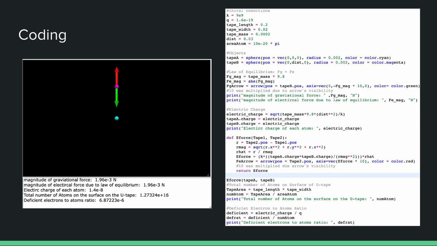This electrical force lets us estimate the amount of charge on each tape necessary to float one tape above the other. On the left-hand side of the image, there's a red arrow pointing upwards, which represents the e-force, and the green arrow represents the gravitational force. These arrows are equal in size due to the law of equilibrium. The magenta-colored sphere represents tape B, which is floating, and the blue sphere represents tape A, which repels tape B to make it float.